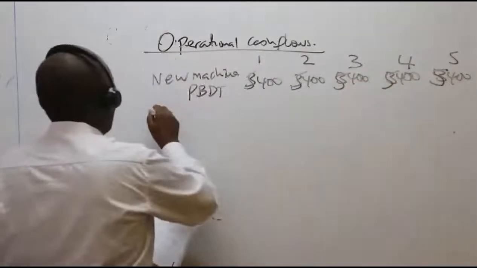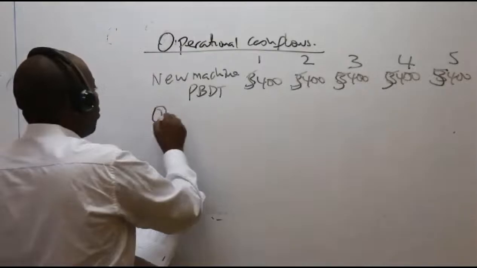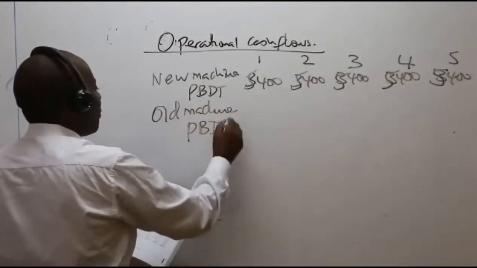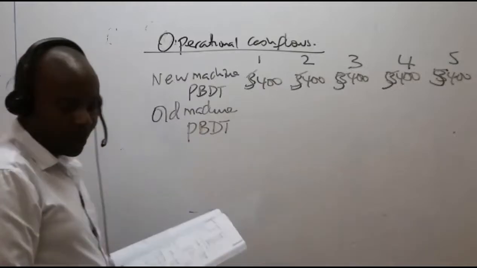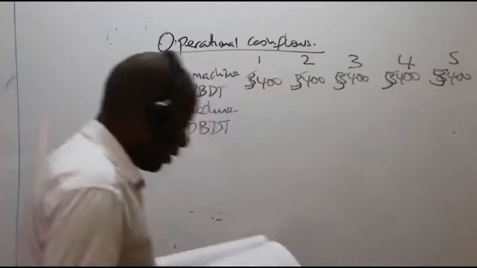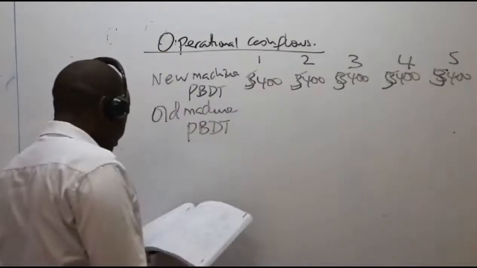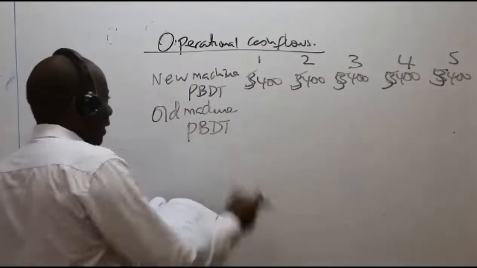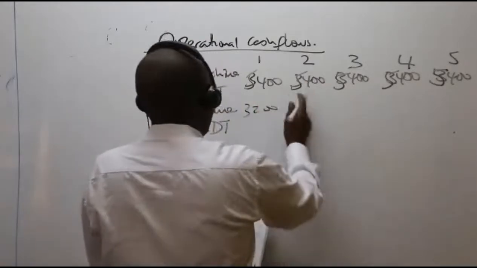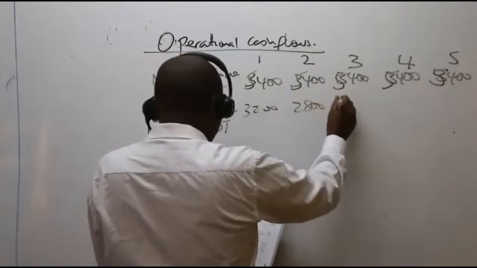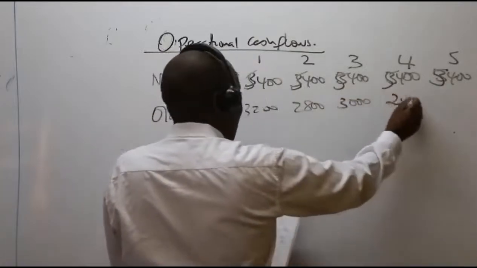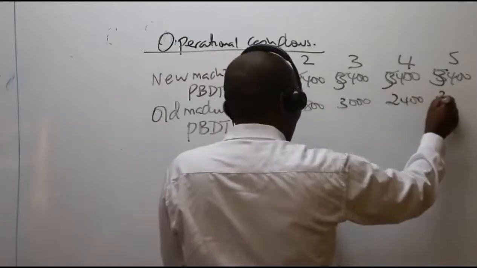So, ladies and gentlemen, come here and give us the old machine, profit before depreciation and tax. What figures do we have? So I can see them vividly. The first year, we have got 3,200. Then 2,800. The other one is 3,000. We have 2,400. We have 2,000.